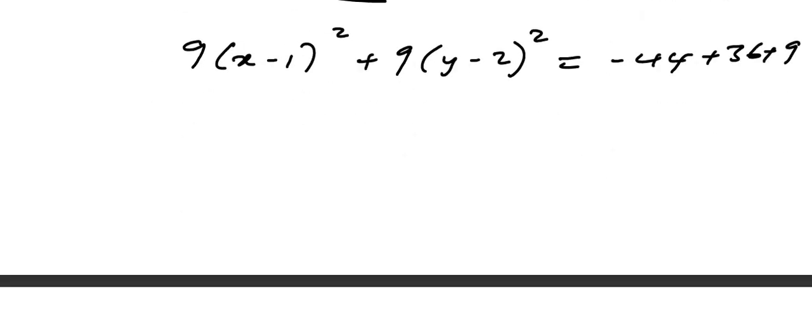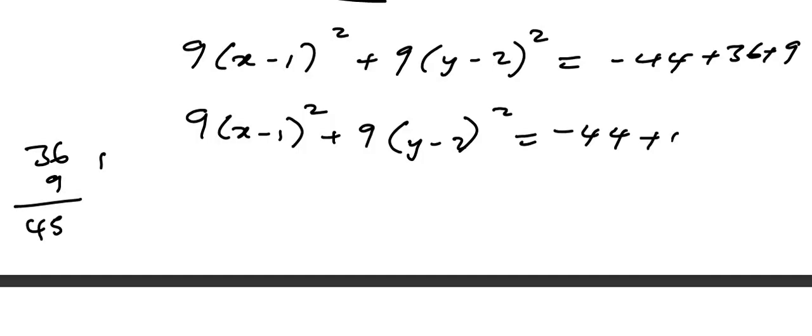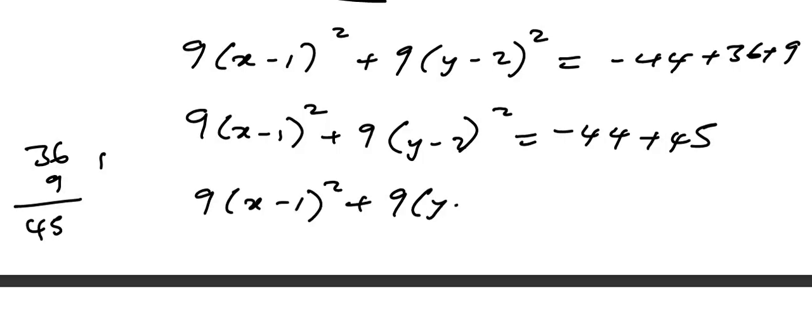Then from here, I'll have 9 times x minus 1 squared plus 9 times y minus 2 squared is equal to, if you sum up 36 plus 9, that's 45. So negative 44 plus 45 is just 1. So now I'm having 9 times x minus 1 squared plus 9 times y minus 2 squared equal to 1. I divide by 9, divide by 9, divide by 9.